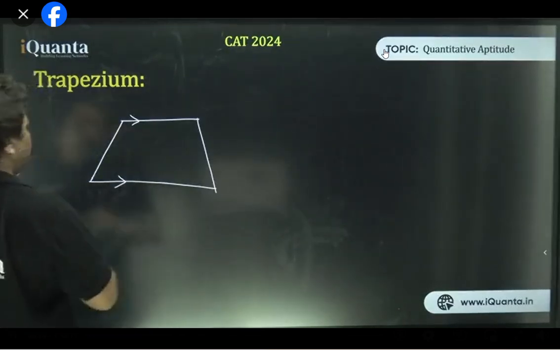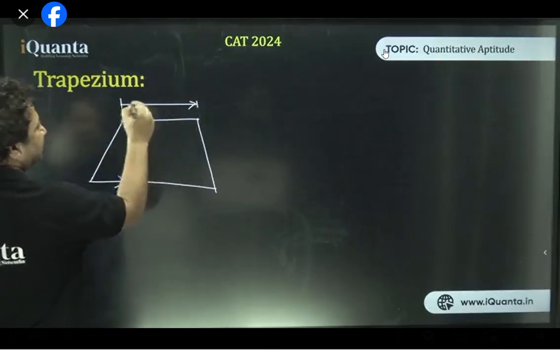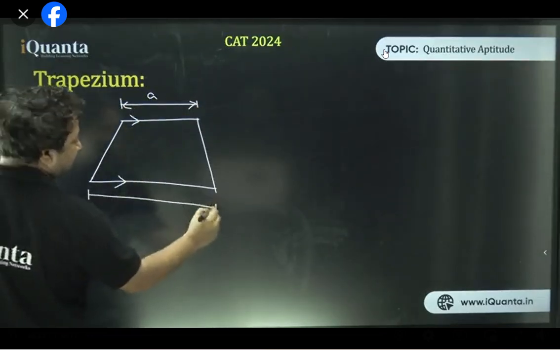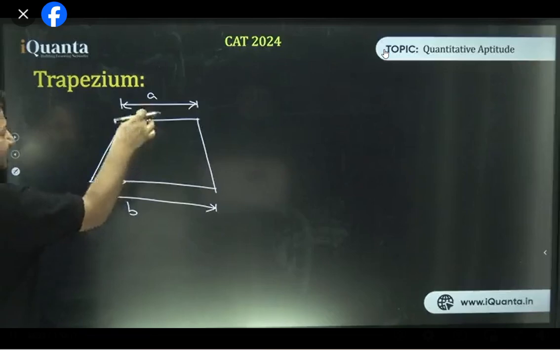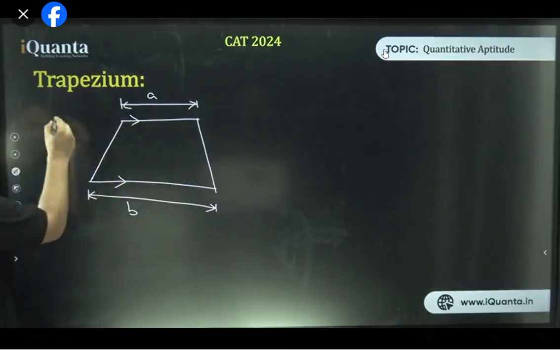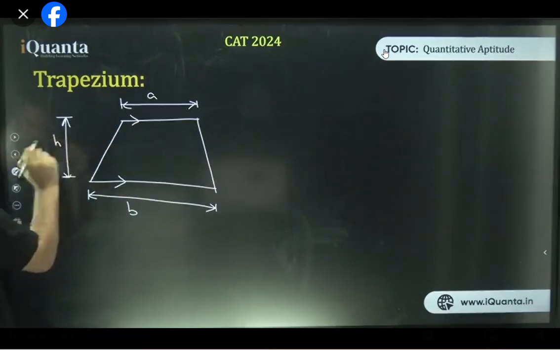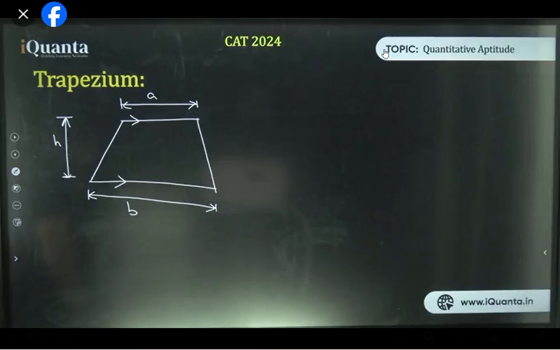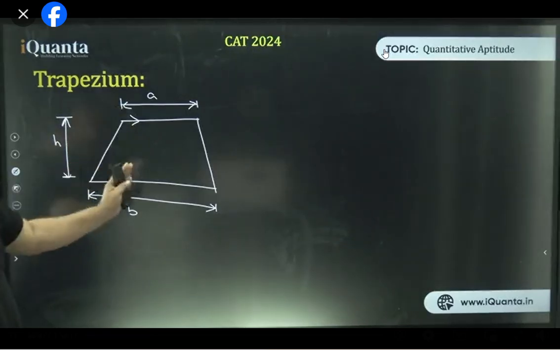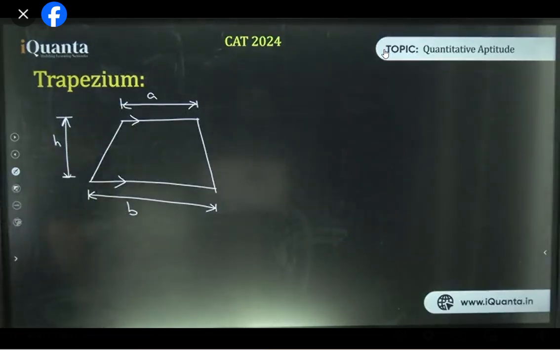Okay, now let me say that this length is A and this length is B, and the distance between these two parallel lines is equal to H. Clear? This H is the distance between the parallel lines, or you can also say H is height. Okay? No, Archie. In parallelograms, both the opposite sides should be parallel. Trapezium में ऐसा जरूरी नहीं है. Clear?